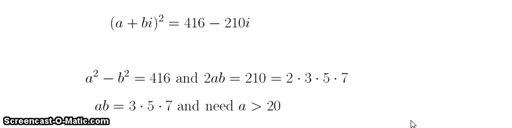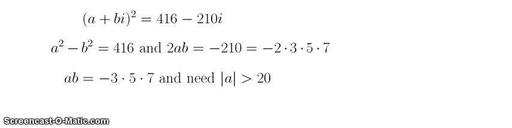Well, actually it has to be negative 210i. Let me fix that. There, that's better. So ab has to be negative 105. So ab has to be negative 3 times 5 times 7. And since a squared is going to have to be bigger than 416, a has to be bigger than 20.